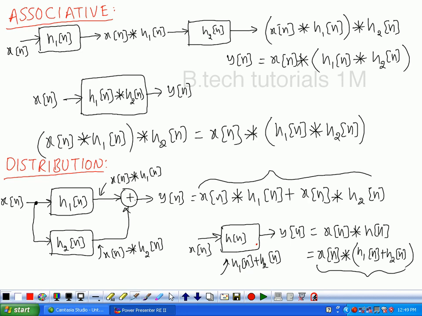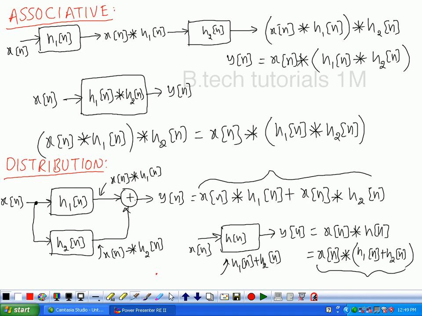Convolution is commutative, convolution is associative, and convolution is distributive. So these are the three laws of convolution, three important properties of convolution. We try to remember these three properties. So according to these three, from the associative law, when two systems are connected in cascade, the overall system impulse response can be evaluated. When two systems are connected in parallel, then the overall system impulse response can be evaluated from the distributive law.